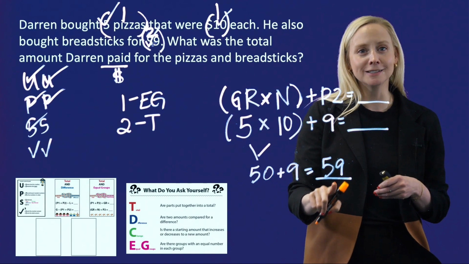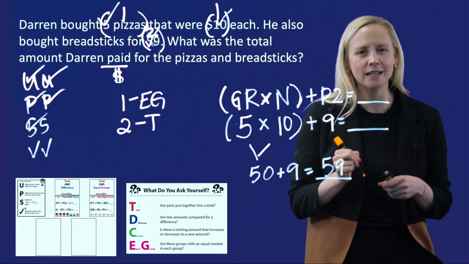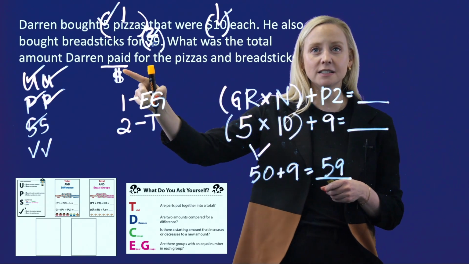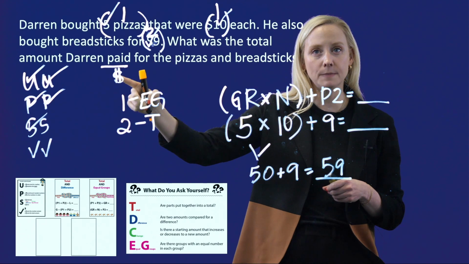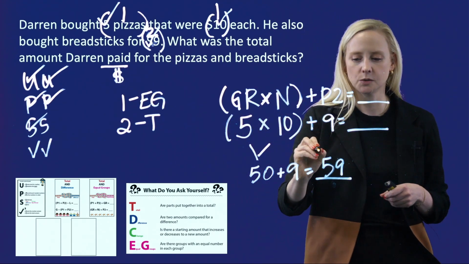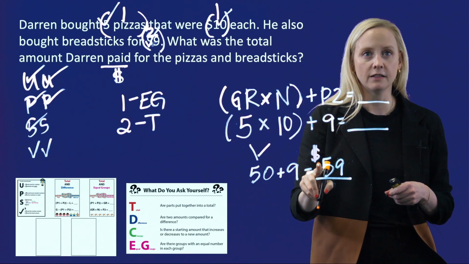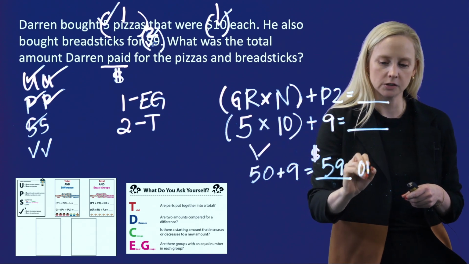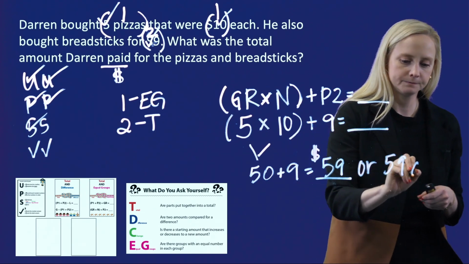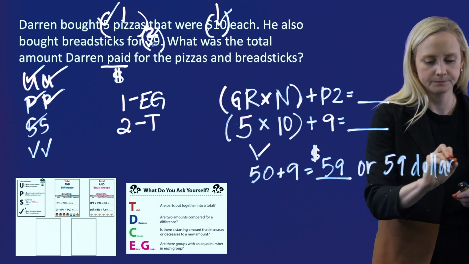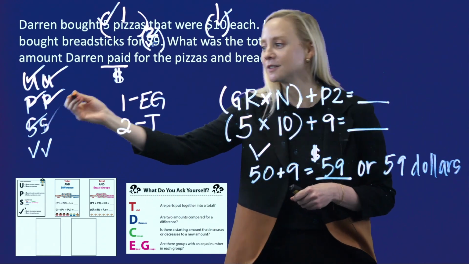Here I have my number answer, but that number is going to get lonely. It needs a buddy. Here I can look to see what I underlined. I underlined paid, but I wrote a dollar sign next to it. So I'm going to put a dollar sign on the left. You also could have students write $59. Now I have solved the problem.